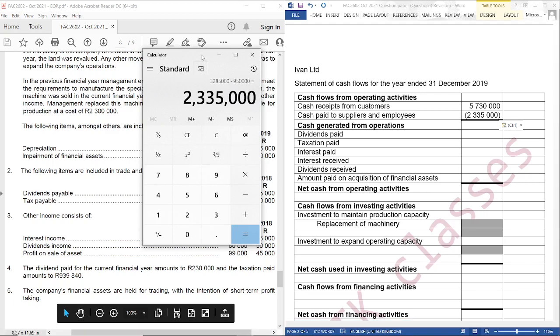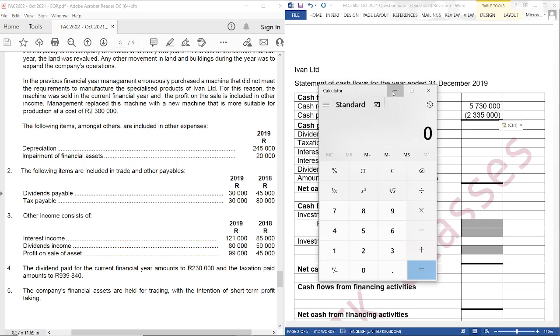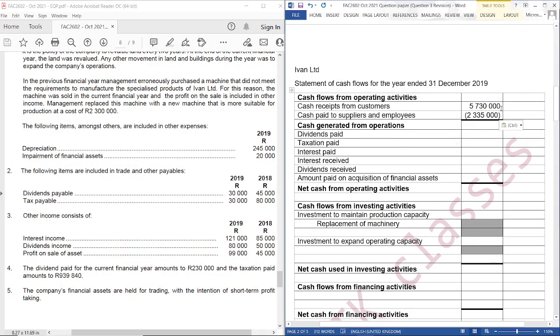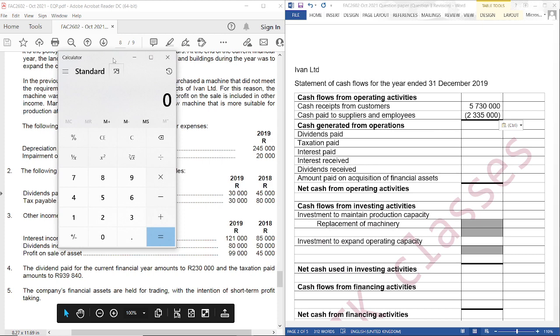This is a non-cash item, right? Other income consists of these things. So we are not going to change this amount, it's going to remain like that. Okay, then let us calculate cash generated from operations.